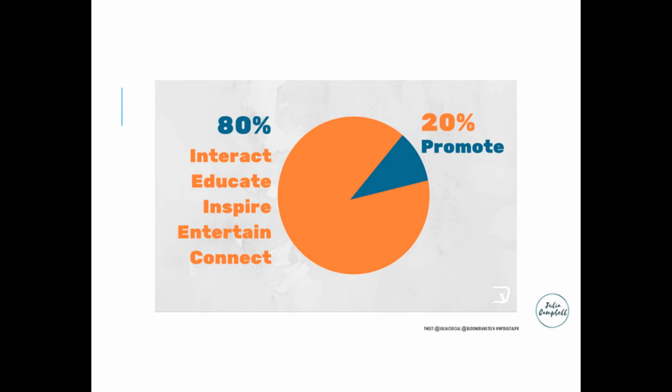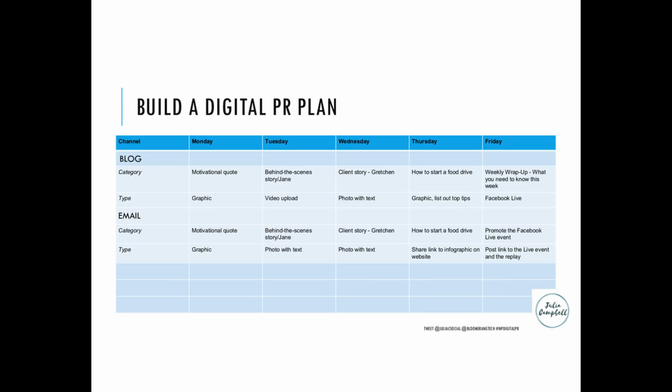Okay, let's see. So this is your content sort of Venn diagram here. You want to make sure you're focusing on education, inspiration, entertaining, and connecting. And I gave you a sample PR plan, the next 2 slides, and of course you're going to get all these materials. I encourage you to think about your content on a weekly basis.